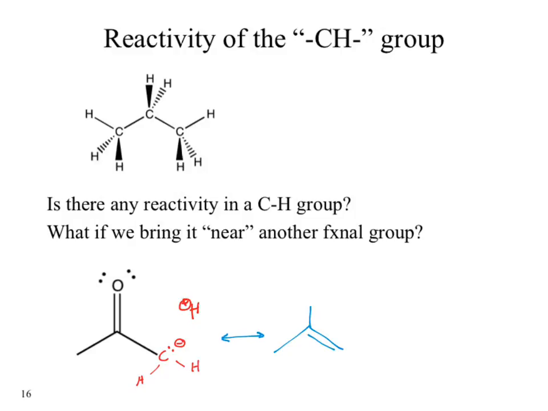This is resonance stabilized. And I'm not really looking at a negative charge on carbon. I'm looking at a negative charge on oxygen. Can oxygen hold a negative charge? Yes. That resonance stabilization is one of the reasons why we can pull that hydrogen off. Okay. What we are looking at here is the keto-enol tautomerization.